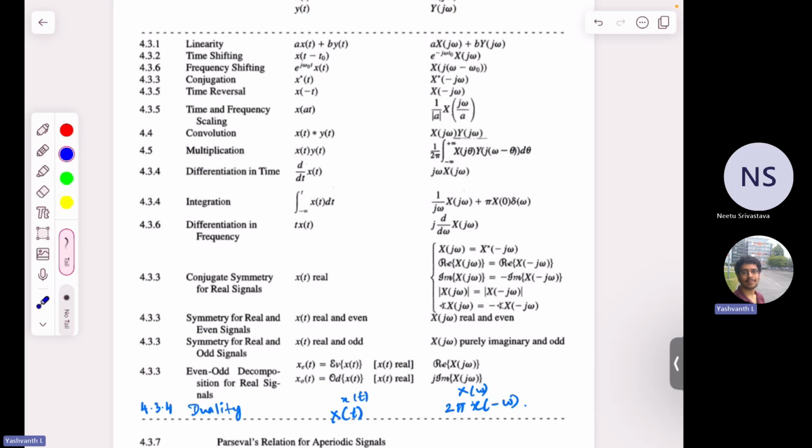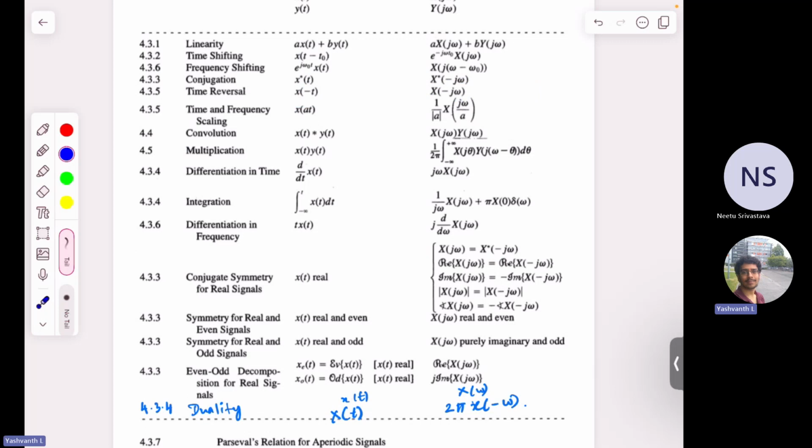Now frequency shifting. If I modulate, or multiply, x of t with e raised to j omega naught t, that will correspond to a frequency shift in the frequency domain: X of omega minus omega naught. Conjugation. x conjugate of t will give a corresponding X conjugate of minus j omega. Now time reversal. Instead of x of t, if you have x of minus t, then there will be a corresponding frequency reversal in the Fourier domain. That is, X of omega will become X of minus omega.